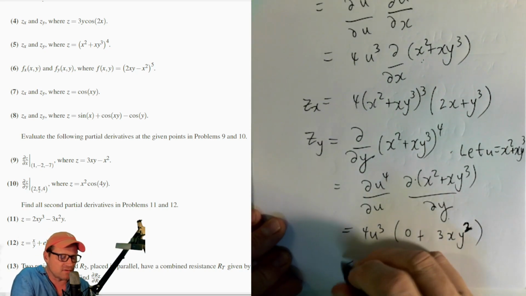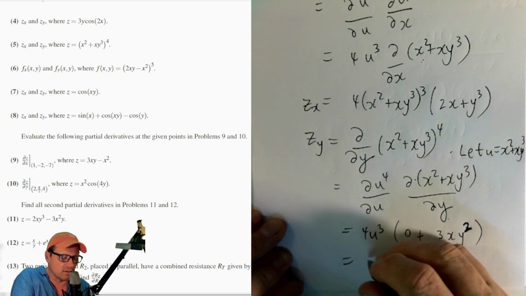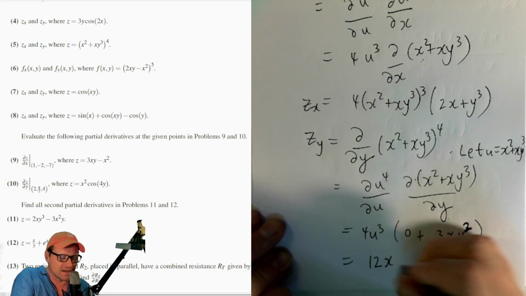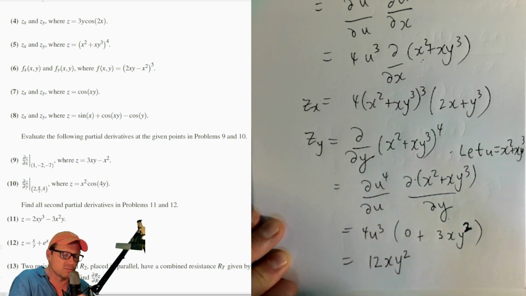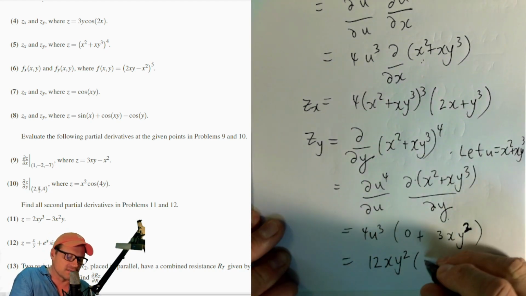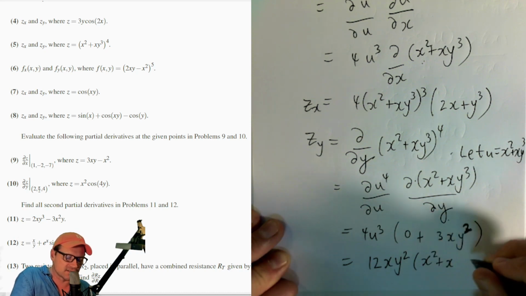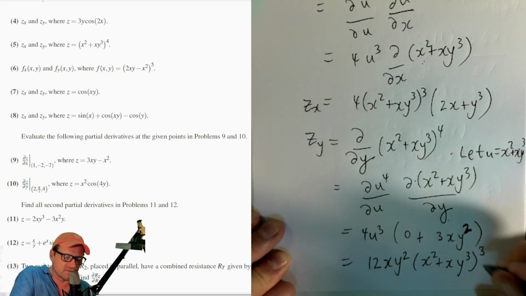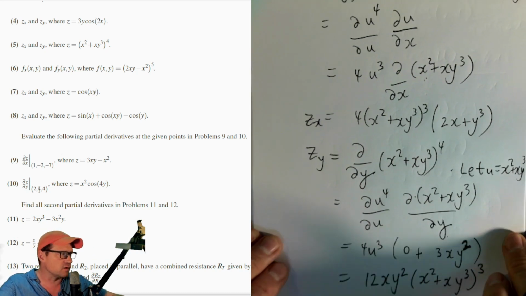Okay, and so simplifying this, 3 times 4 is 12. Let's put the xy squared next. And then we have u cubed, but u is all of this. So that's x squared plus xy cubed all to the power of 3. Okay, there we go. Let's move on to question 6.